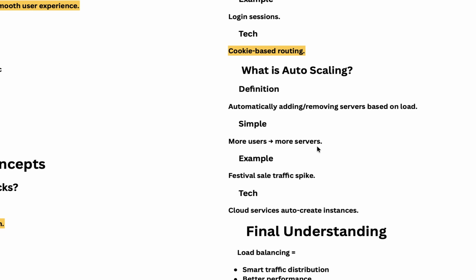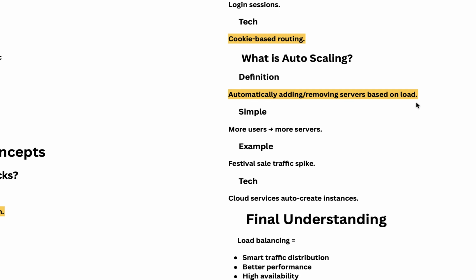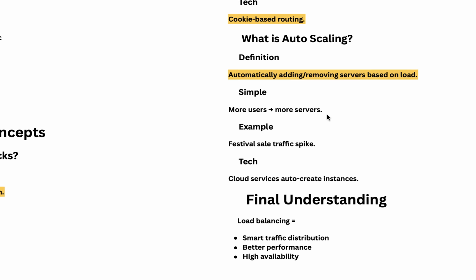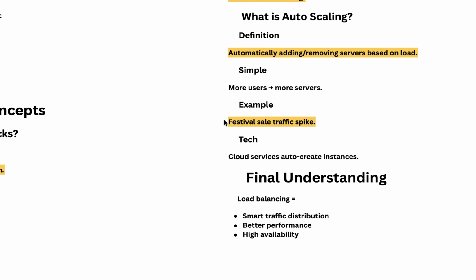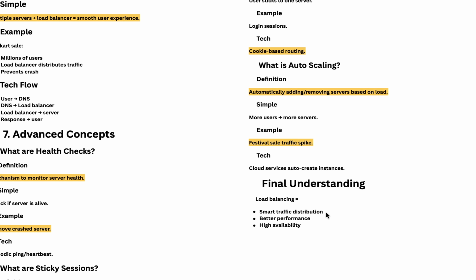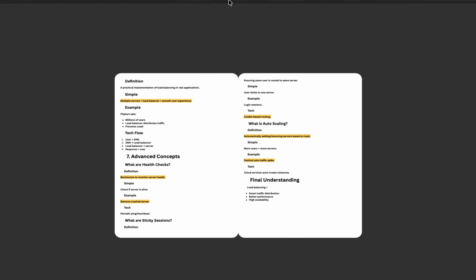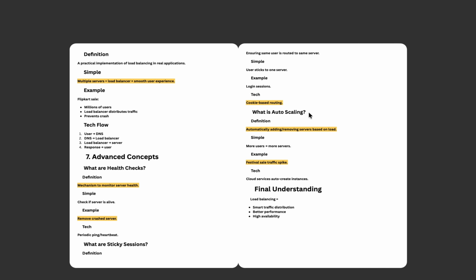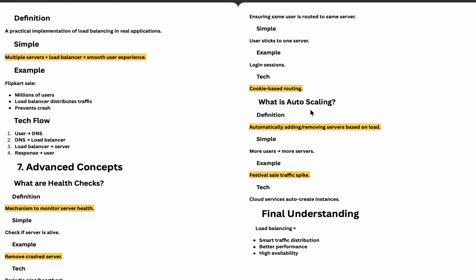What is auto scaling? Automatically adding and removing servers based on load. More users means more servers, like in a festival sale traffic spike. And the final understanding would be load balancing equals smart traffic distribution, better performance, high availability. These are the things about load balancers, their types and algorithms.